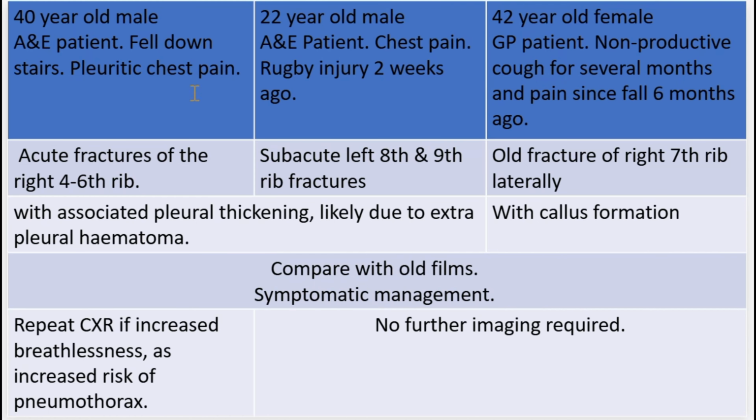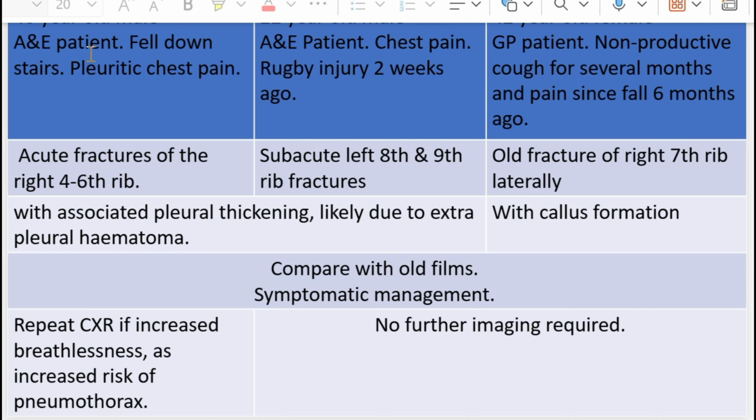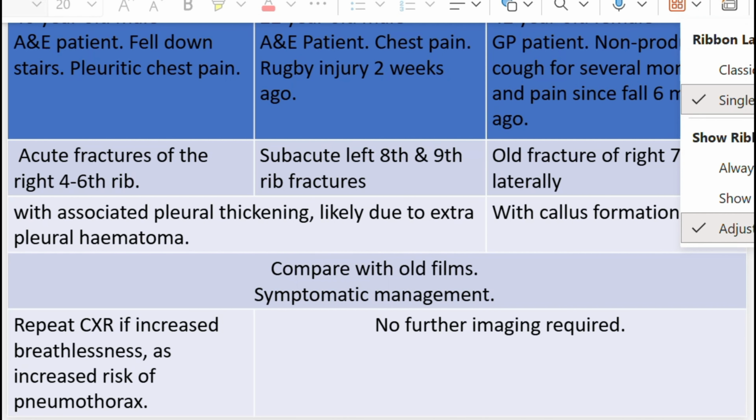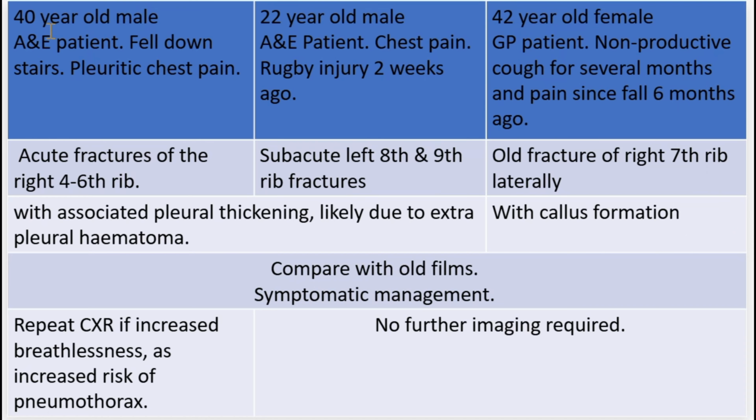Here are 3 different cases of rib fractures to compare. The first one is an example of acute rib fracture. A 40-year-old male fell downstairs and now complaining of pleuritic chest pain. So there is acute presentation here, chest pain after falling downstairs.